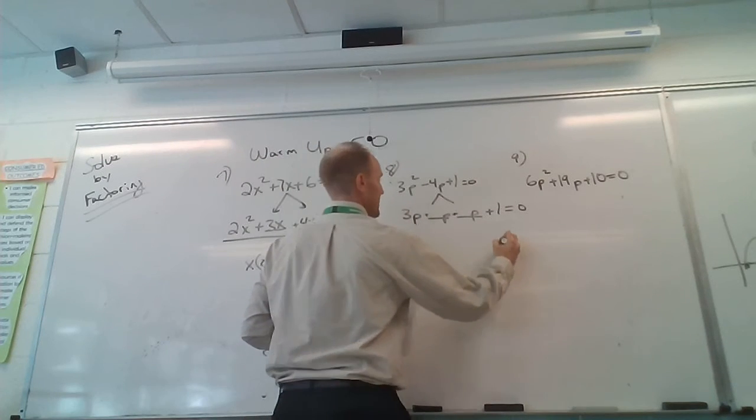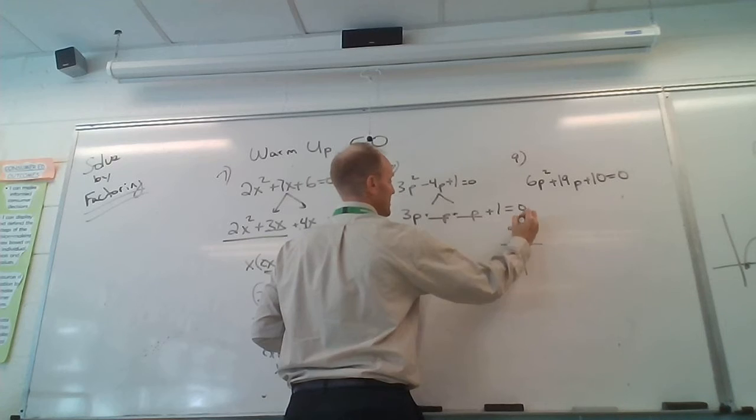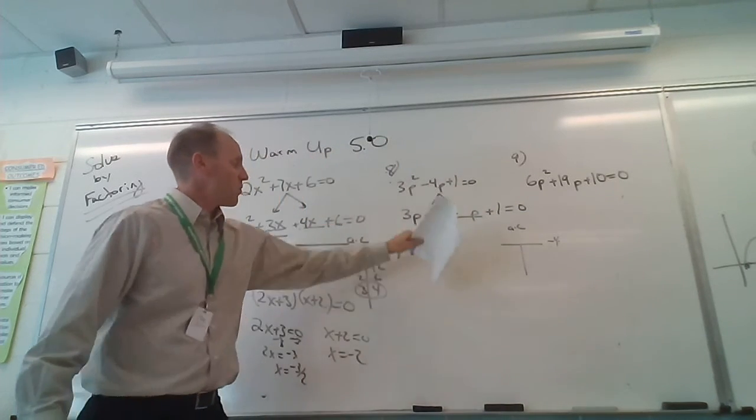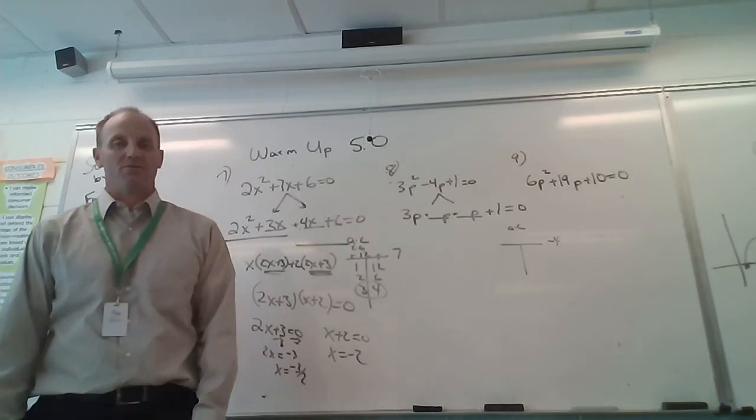Okay. You need a hint. Remember, a times c and adds to b, negative 4. All right, so pause the video, figure out what values go here before we do by grouping.